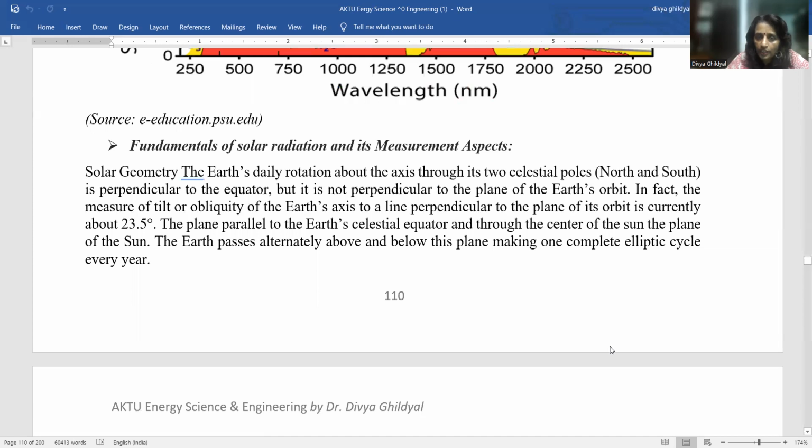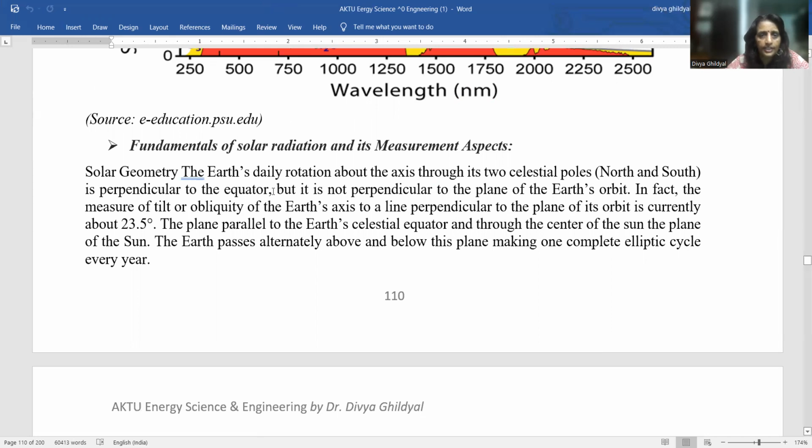Fundamentals of solar radiation and its measurement aspects should be clear before you go ahead to design a green building or green architecture. More detail of all this is in your higher semester. Here you just need to know a few angles and their definitions. That's all, not much detail.